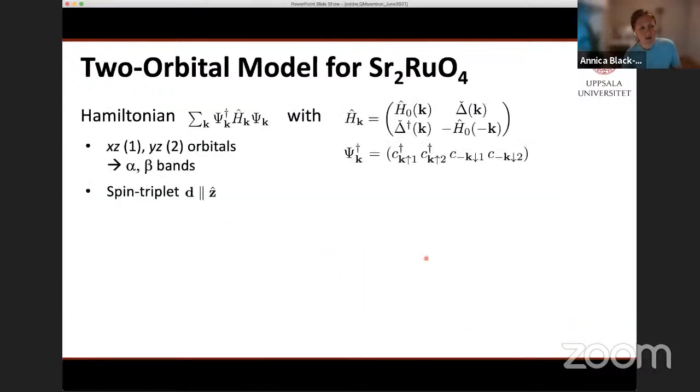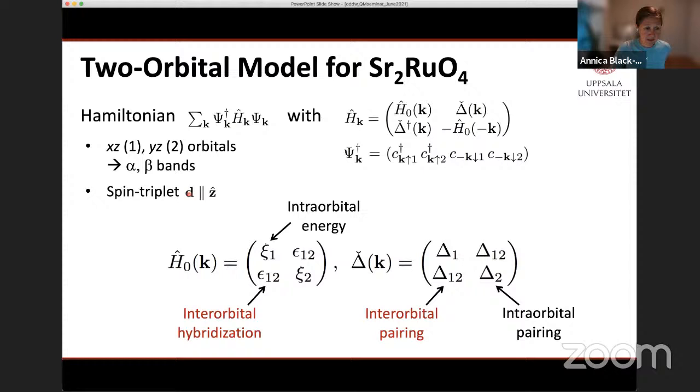So we said, okay, let's first do a very simple 2 orbital model. So I'm going to ignore one of the ruthenium orbitals. So say, let's just look at the alpha and beta bands here. And I'm going to assume I have a spin triplet pairing, but everything I'm going to say actually works for spin singlet pairing too. So I do this, and I do it extremely general.